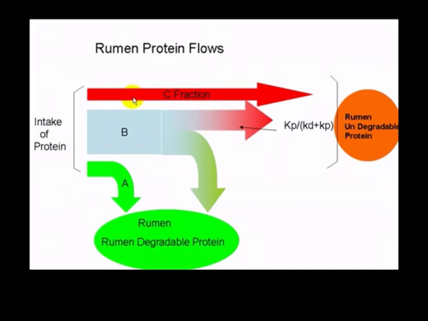In other words, what's the rate of passage over the total rate at which losses occur, which is from digestion or passage. And then similarly for what's digested, it's the KD over the total loss rates of KD plus KP. And so notice how these two fractions sum to 1 to indicate the entire B fraction.